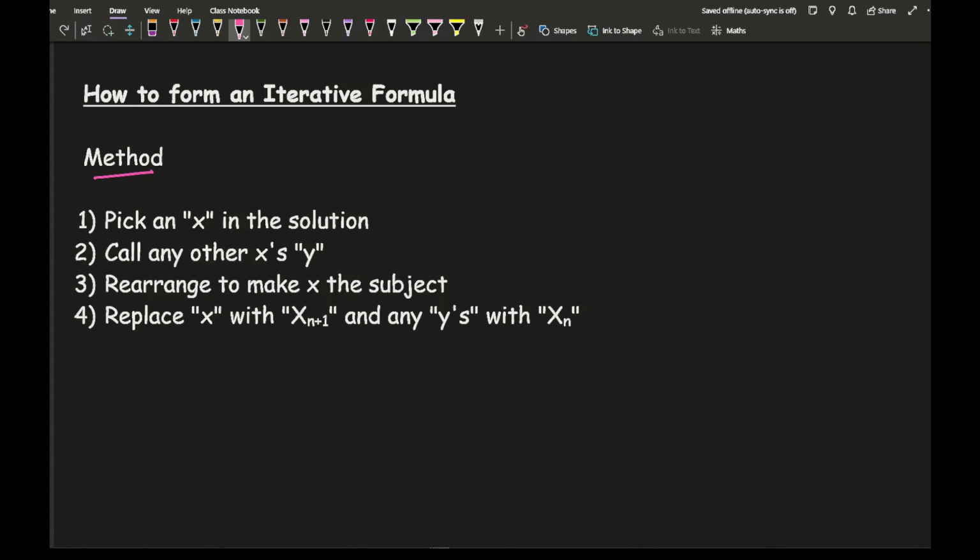So let's say we want to form an iterative formula for, let's go for 3x squared minus x equals, let's say 10. So in this particular question, as you can see, I've got two x's. I've got this one and I've got this one. Now let's say I want to make this x, the one that's in the x squared, the subject. So I'm going to pick this x. So looking at step 1, I've picked that x, I'm going to go for that one.